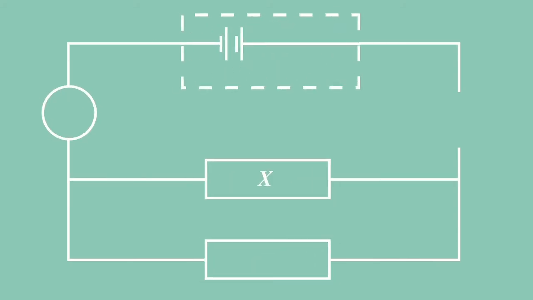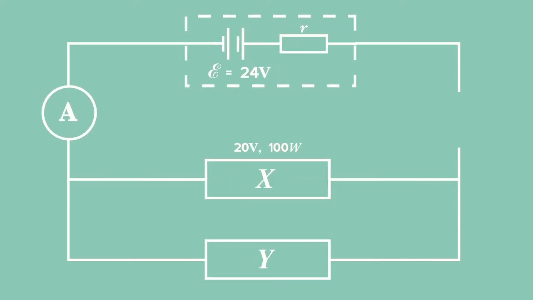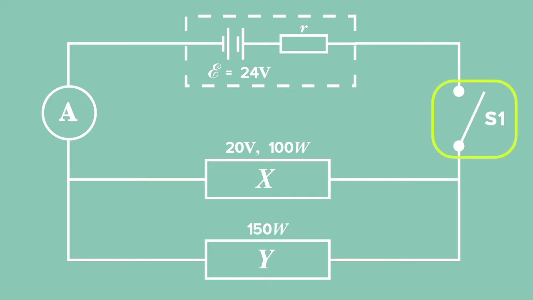In this diagram, we're given electrical devices X and Y. They're connected to a 24-volt battery with internal resistance R, as shown in the circuit diagram. The power rating of each of the devices X and Y is indicated in the diagram. With switch S1 closed, the devices function as rated.